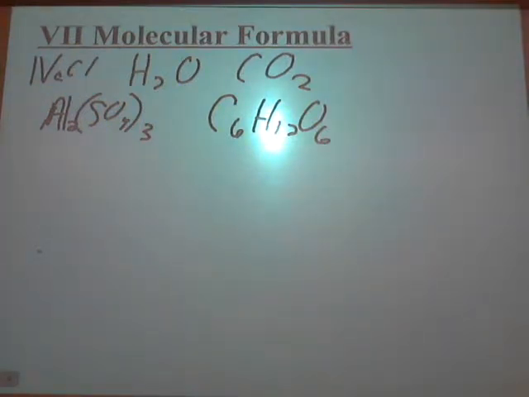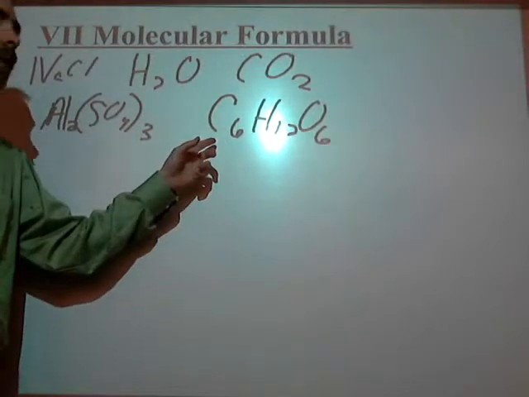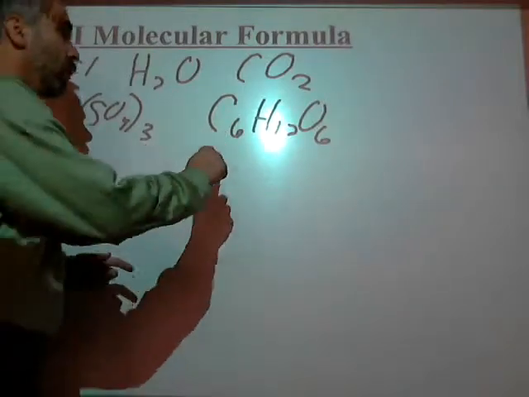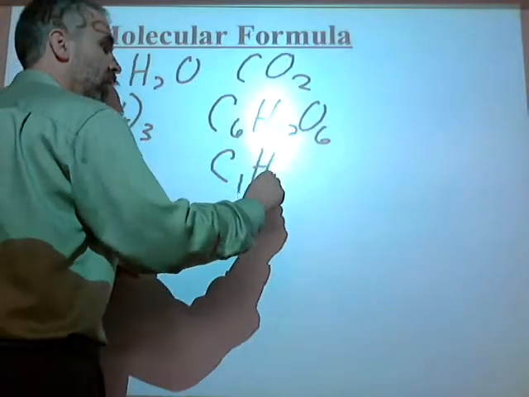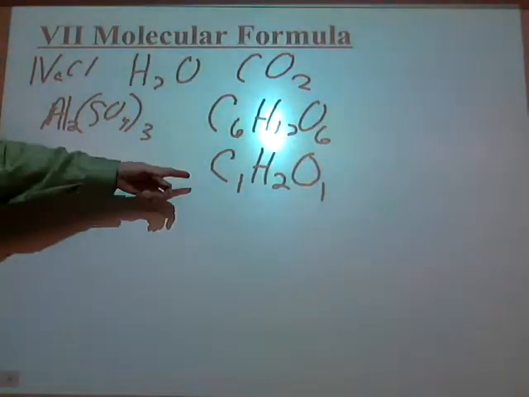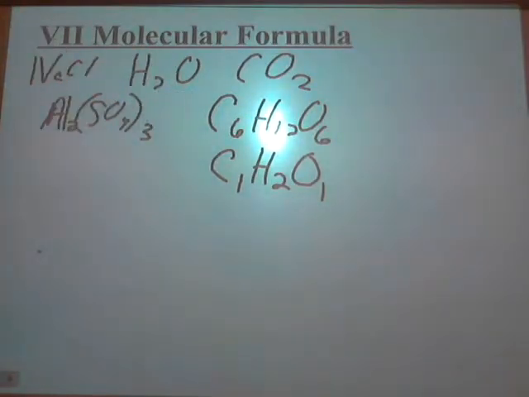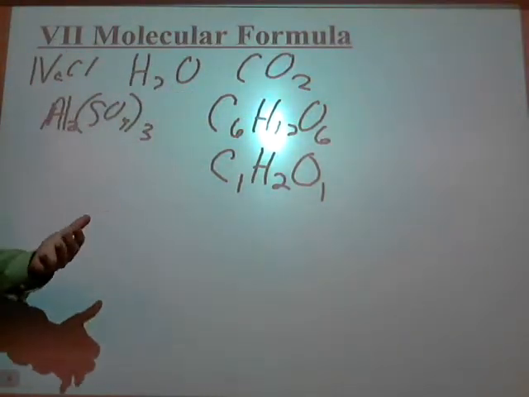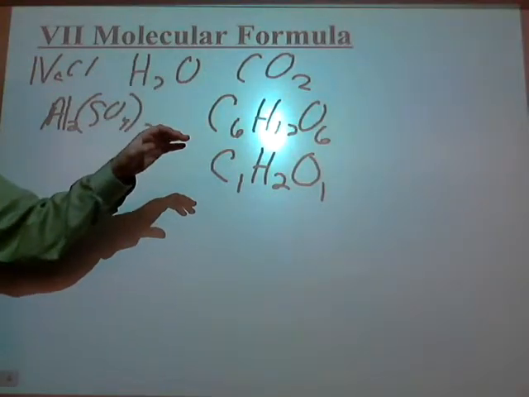Josh. You break it down more. Exactly. That is not an empirical formula. That can be broken down into C. What's the simplest formula ratio of this? C1H2O1. Yeah, that's the empirical formula for glucose. That's the molecular formula for glucose. The molecular formula is the actual formula. The empirical formula is only the simplest ratio.